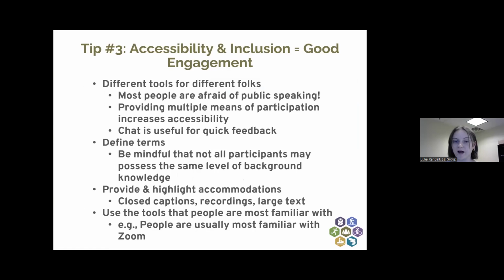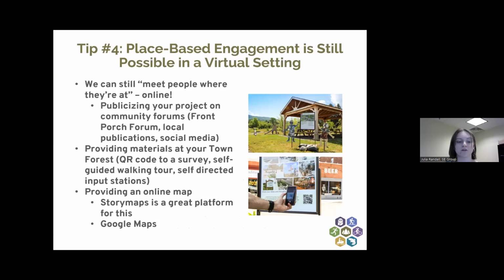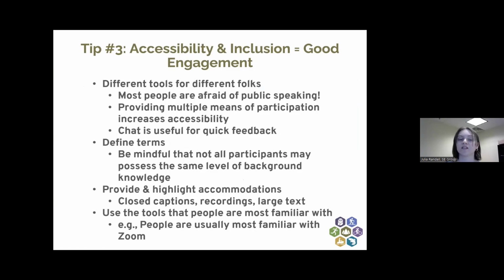So the third tip is that accessibility and inclusion is a recipe for good engagement. What this looks like in a virtual setting is providing different tools for different types of participants. Many people are afraid of public speaking, and so tools like the chat in Zoom and also providing a form on project websites can be really helpful for enabling people to share their thoughts without having to make them feel anxious about having to speak in front of a group. The chat is especially useful for quick feedback on an idea in real time.